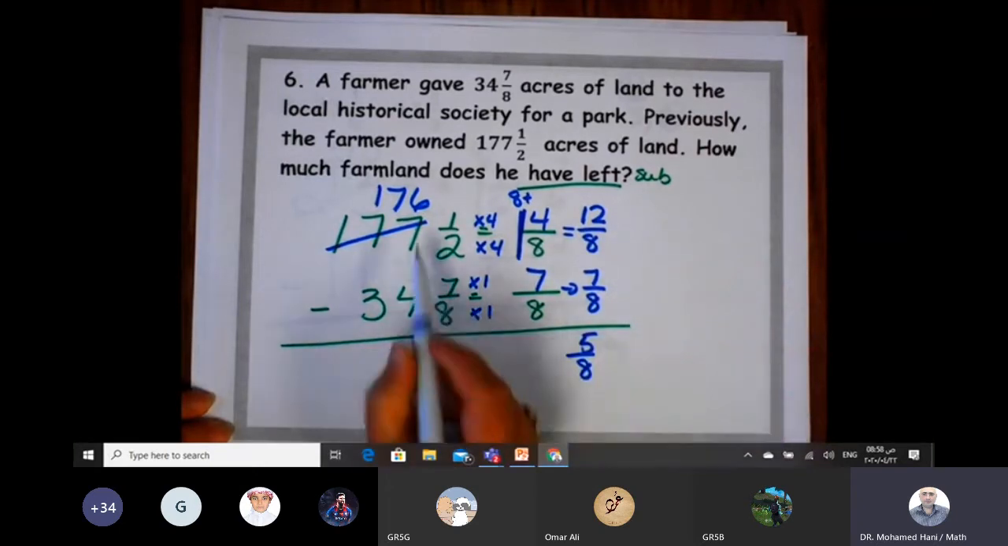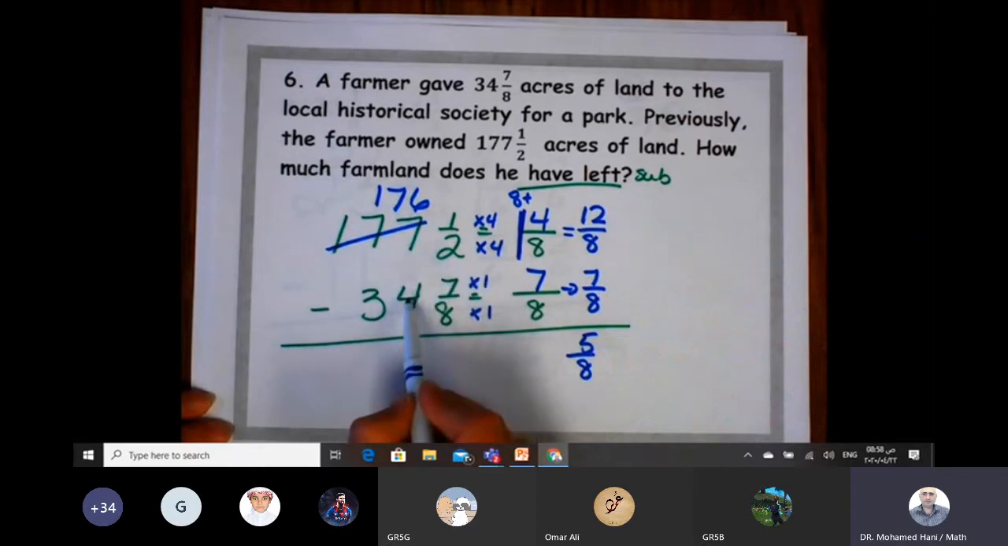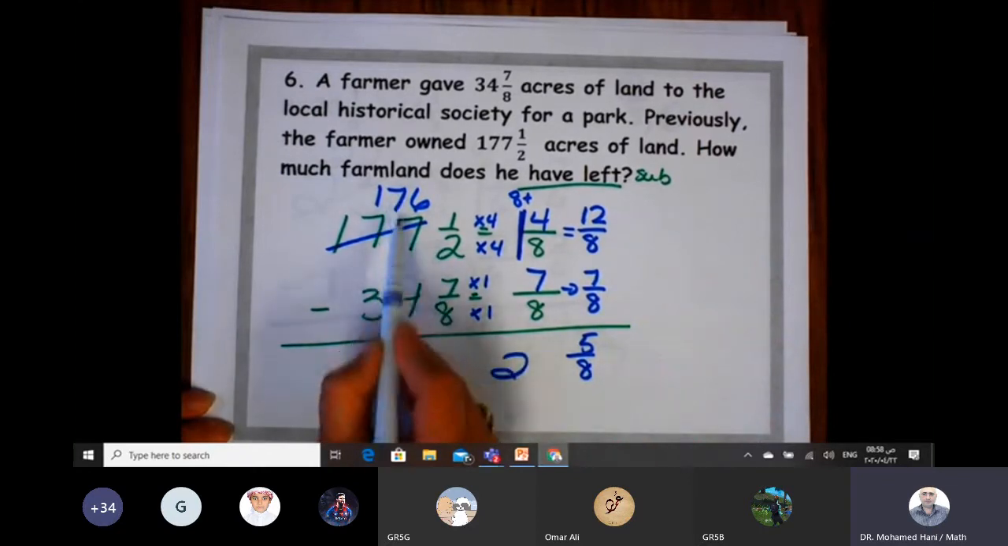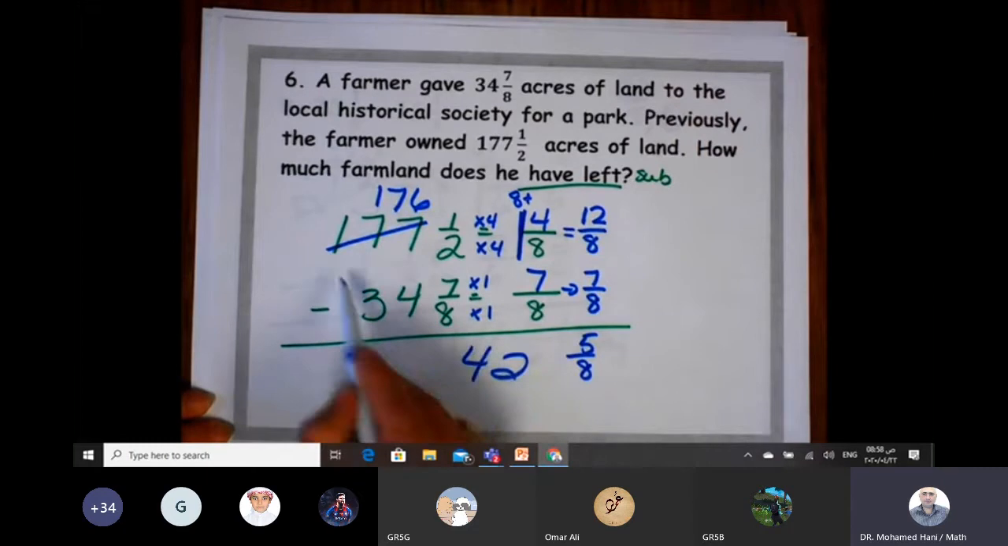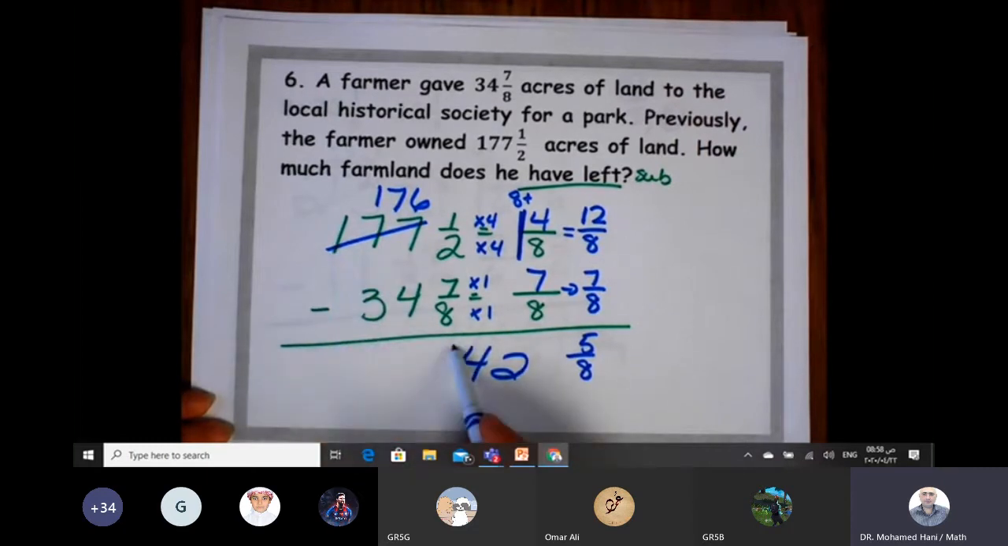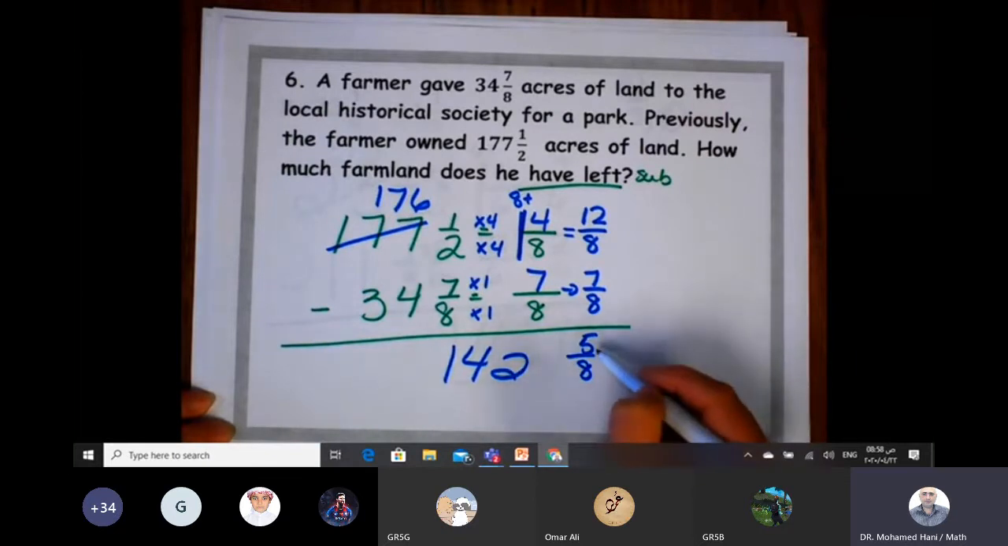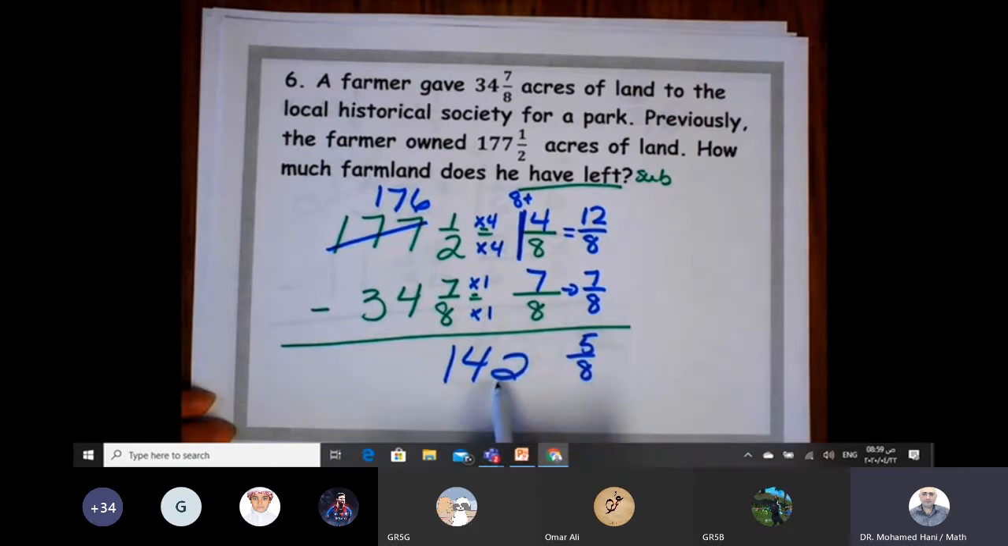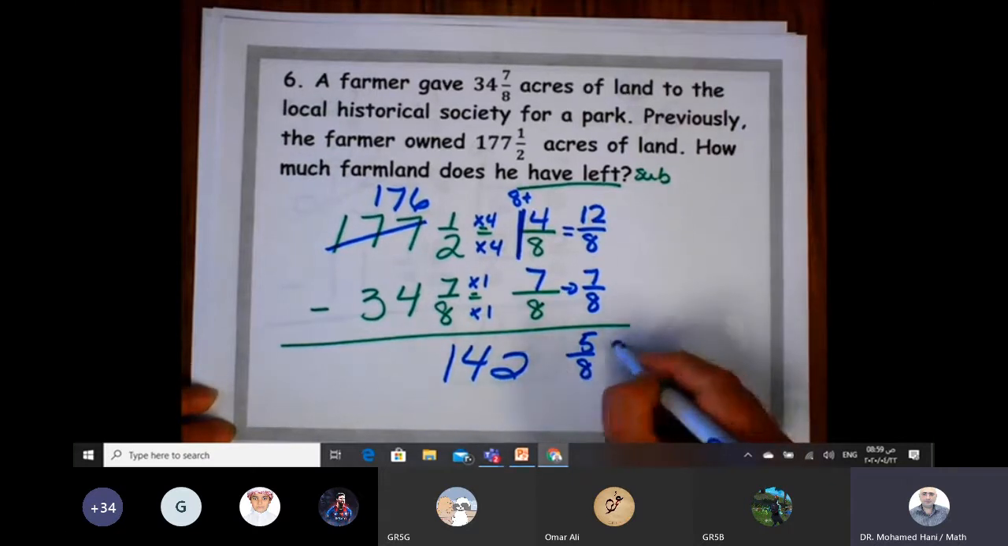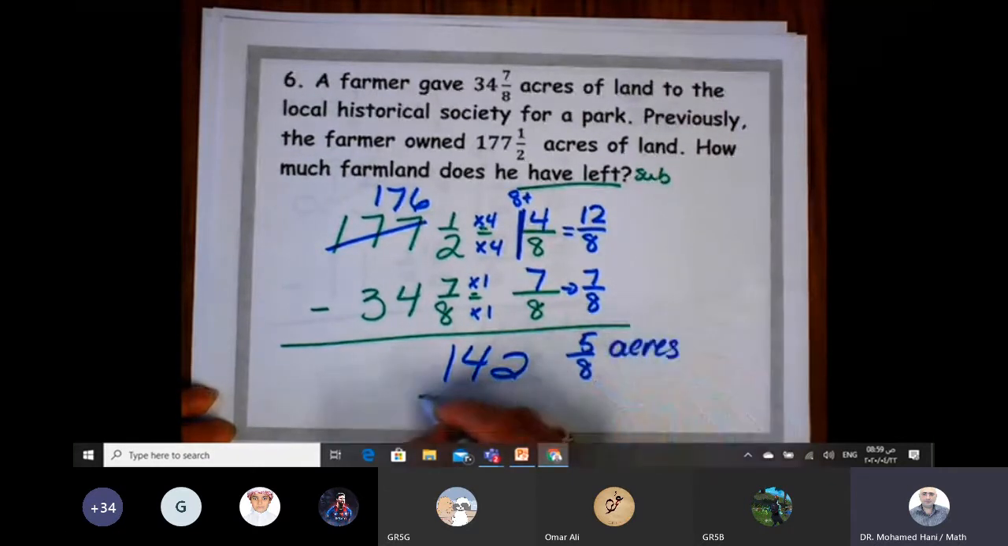Don't forget your whole numbers. 7 minus 4 is 2. 7 minus 3 is 4. 1 minus nothing is 1. Next, I check to see if I can simplify. Well, I know that my numerator is prime and won't divide into the denominator, so my answer is in simplest form. But it is a word problem, so don't forget to label. So the farmer has 142 5/8 acres left over.